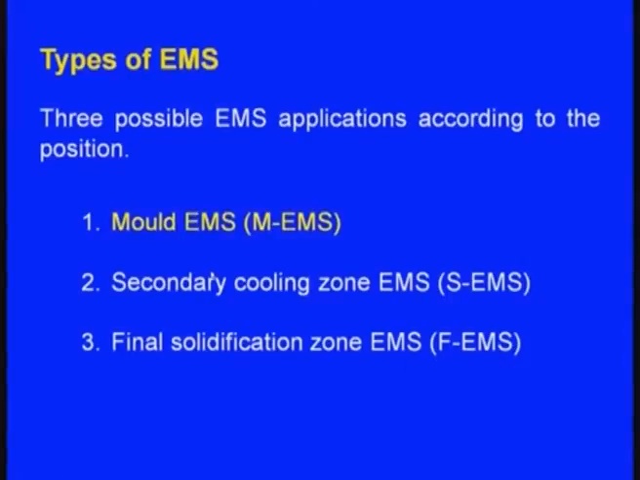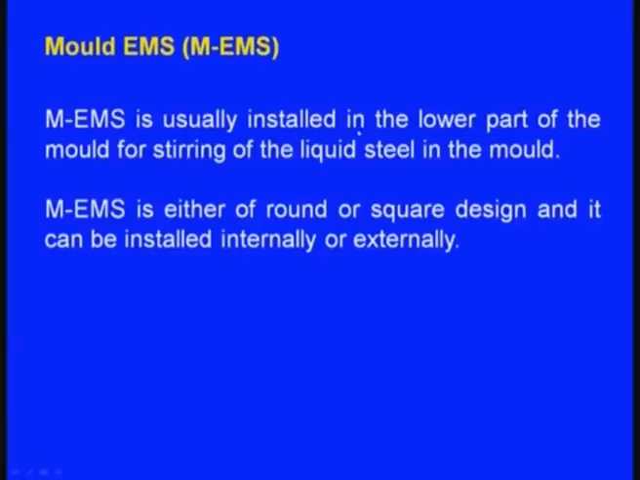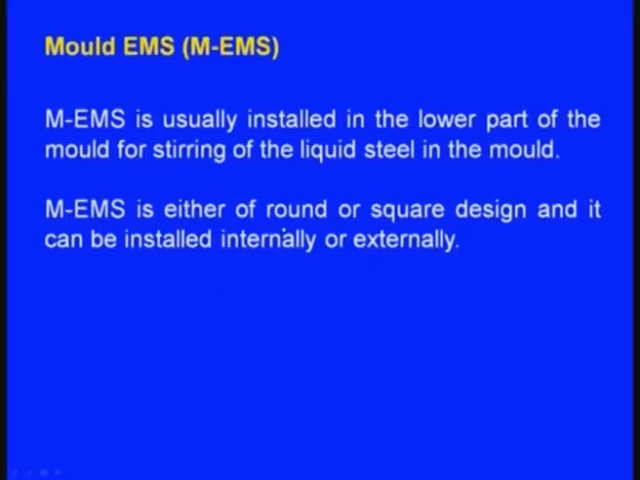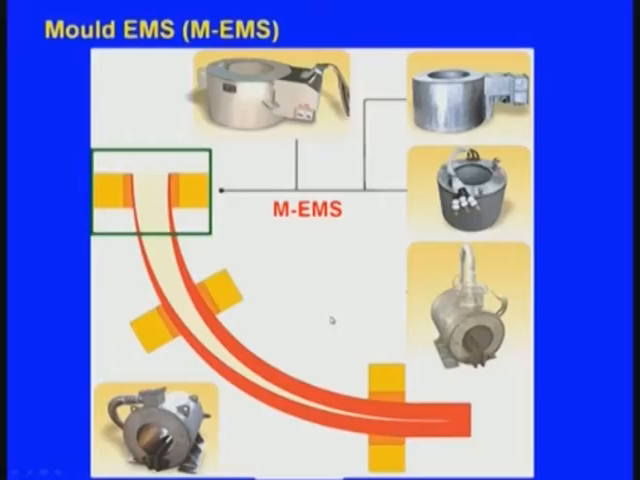First, we will see the mould EMS or MEMS. MEMS is usually installed in the lower part of the mould for stirring of the liquid steel in the mould. MEMS is either of round or square design and it can be installed internally or externally. Let us see how it is.